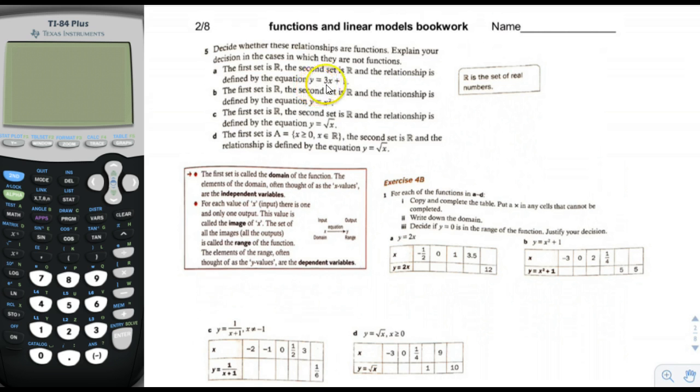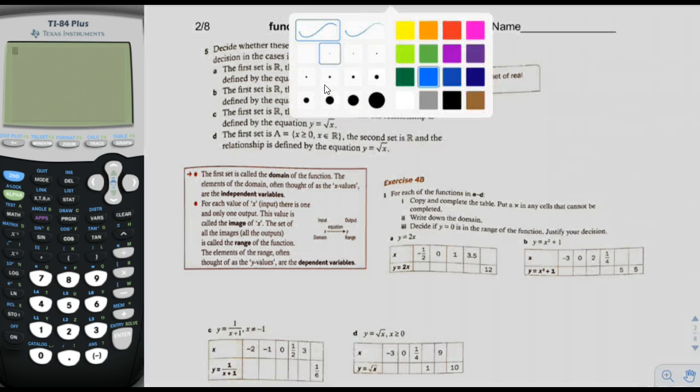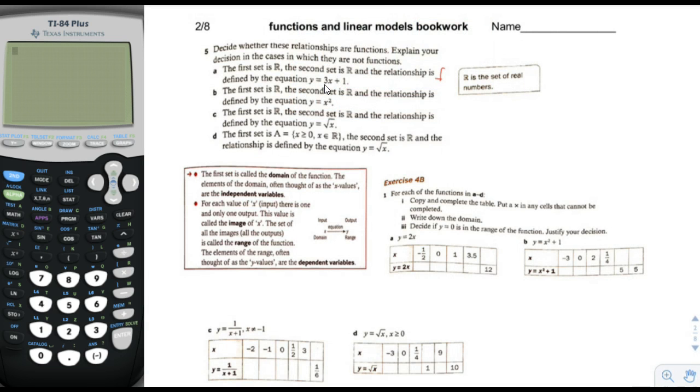Okay, so basically here, every single x maps to one value of y. So that's fine. This is a function. What about B? The first set is the real numbers, and the second set is real numbers, and the relationship is defined by the equation y equals x squared. Okay, so in this one here, all values of x map to some y. Okay, you can put any x in here. So that's a function.